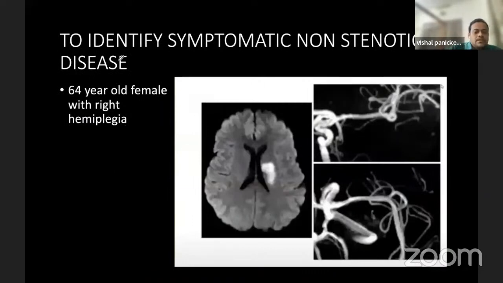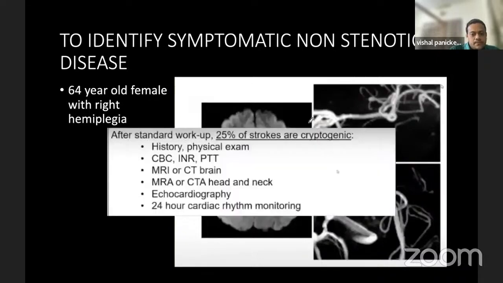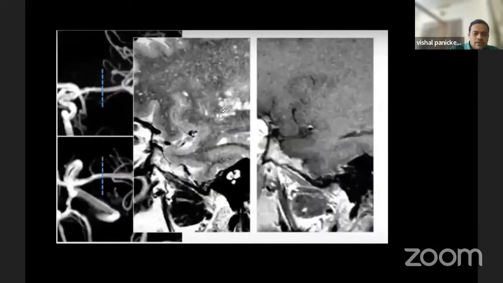Next indication is to identify symptomatic non-stenotic disease. This is a 64-year-old female with right hemiplegia, MR imaging showing a normal vessel wall. So the patient underwent a standard stroke workup, and even after all the workup, no cause was found. 25 to 30% of all strokes are cryptogenic. So in cryptogenic stroke, we can evaluate the patient with intracranial vessel wall imaging to find out any cause along this.